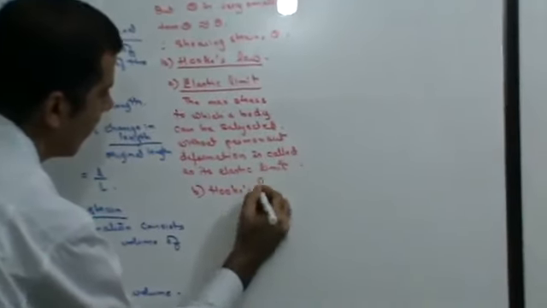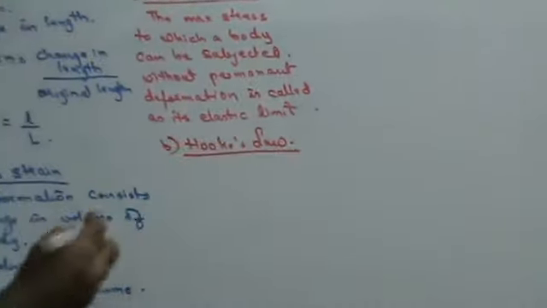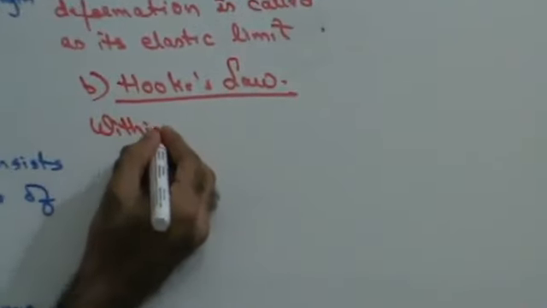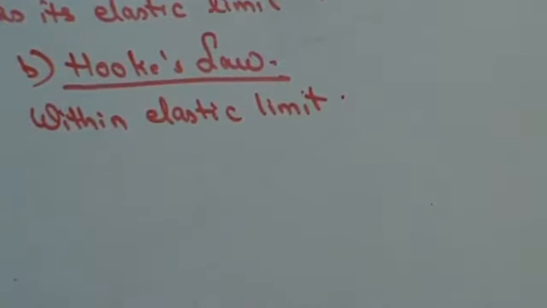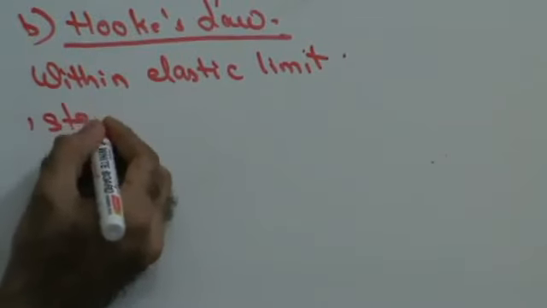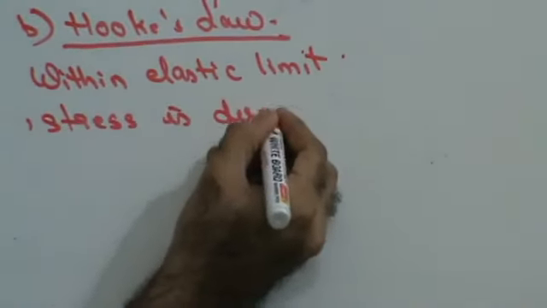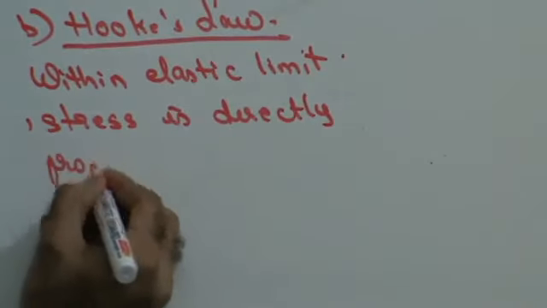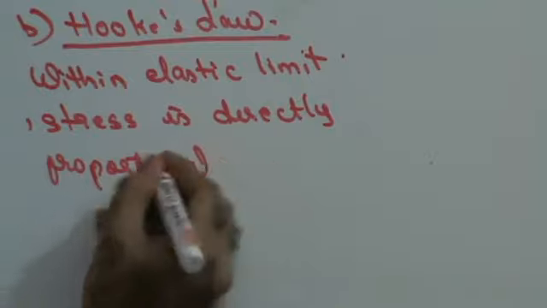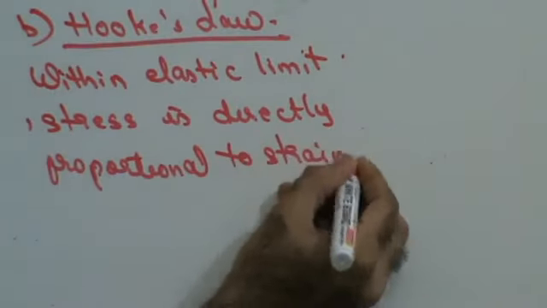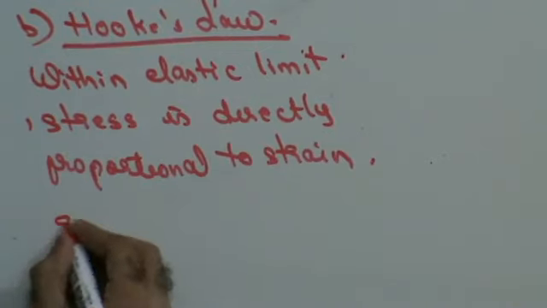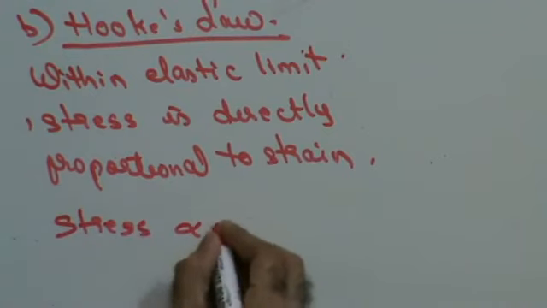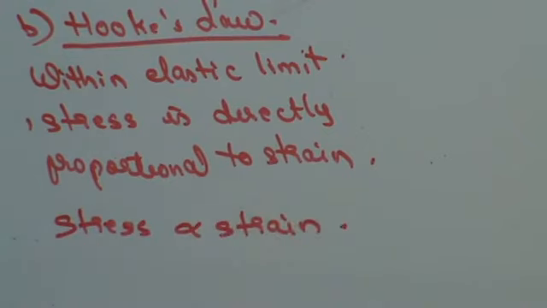So Hooke's law states that within elastic limit, stress is directly proportional to strain. Within elastic limit, stress is directly proportional to strain. That means stress is directly proportional to strain. That is what Hooke's law states, right?